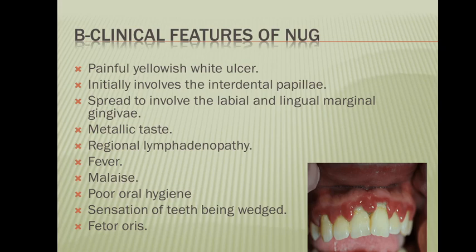Clinical features of necrotizing ulcerative gingivitis. It's a painful, yellowish white ulcer. Initially it involves the interdental papillae, so it starts with the interdental papillae and then spreads to involve the labial marginal gingiva. This is called marginal gingiva. And then also it involves the lingual, which is here at the back of the teeth, the lower centrals. We call it lingual marginal gingiva. We can see it with the mirror at the back of the teeth.